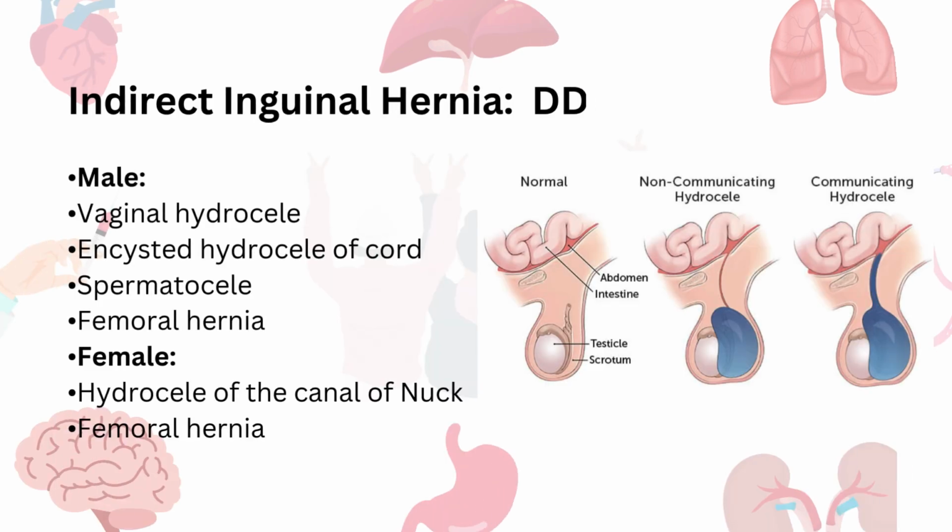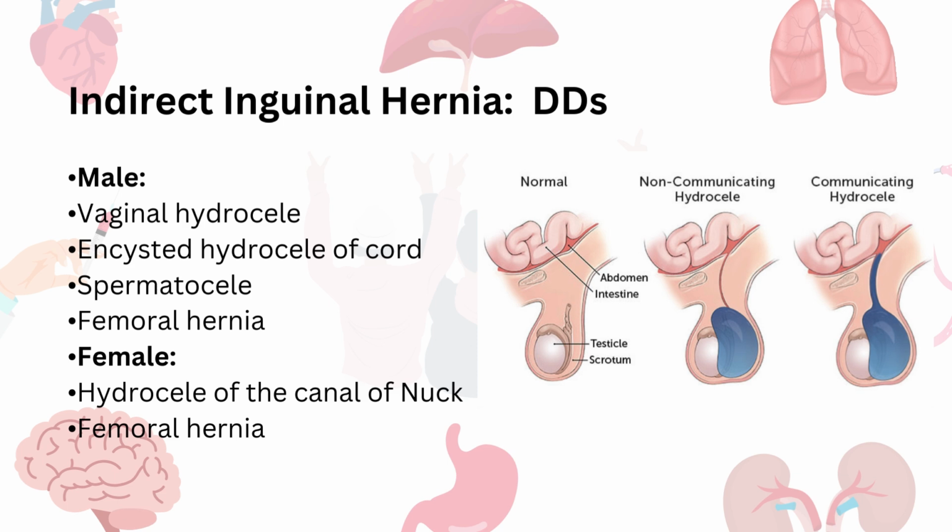Now, if you're thinking about any swelling that might be an indirect inguinal hernia, there can be several different differential diagnoses of it, right? In males, it could be vaginal hydrocele, or it could be encysted hydrocele of the cord, or it could be the spermatocele, or it could be the femoral hernia. While in females, it could be the hydrocele of the canal of Nuck, or it could be the femoral hernia. Femoral hernia is common in both males and females.